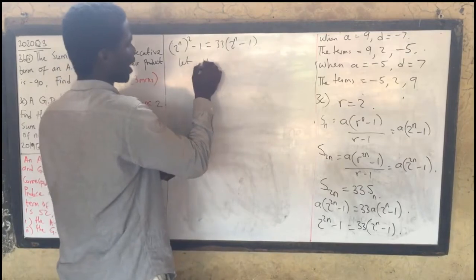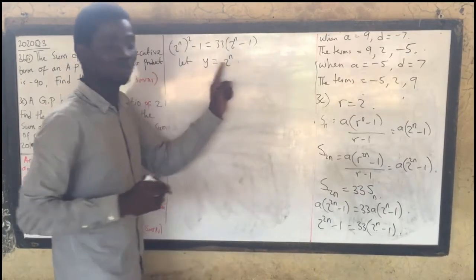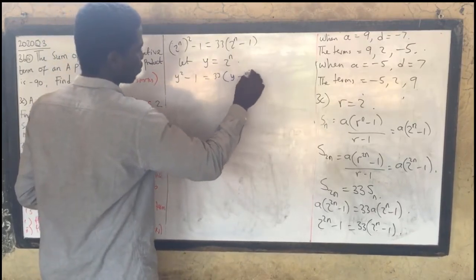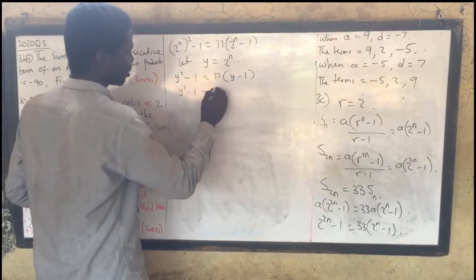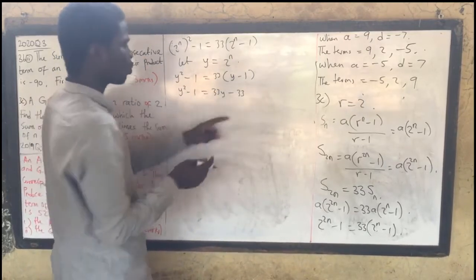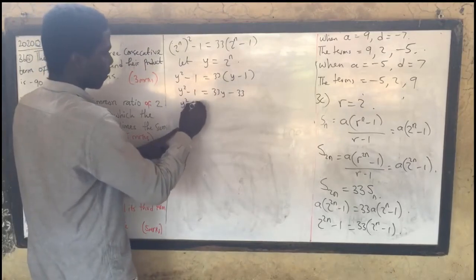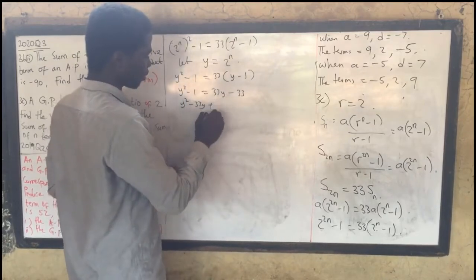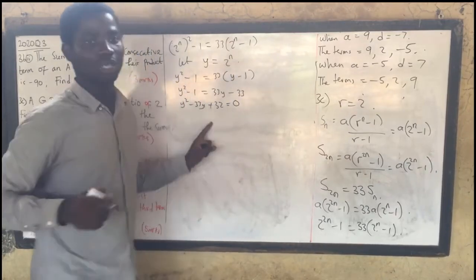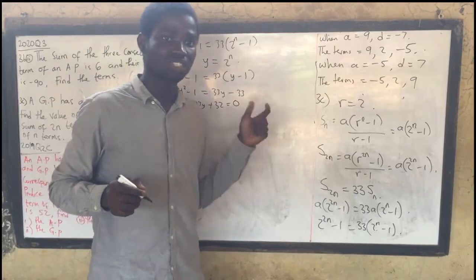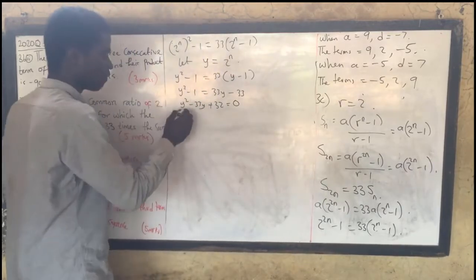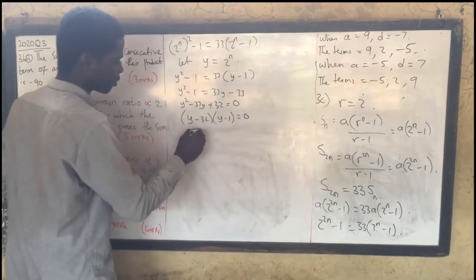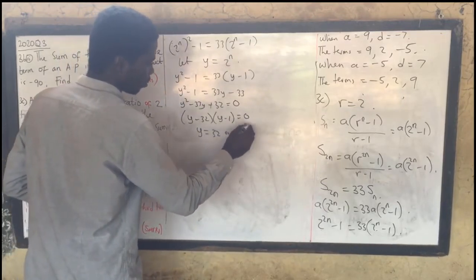So I'll say let y be equal to 2 raised to power n. Anywhere you see 2 raised to power n, put y. So this is y squared minus 1 equal 33 open bracket y minus 1, so y squared minus 1 equal 33y minus 33. So bring everything to the other side. You have y squared minus 33y minus 1 plus 33 will give me plus 32. You can use your calculator to solve the quadratic equation. Factorize: y minus 32, y minus 1 equal to 0. So what that means, y is 32 or y is 1.